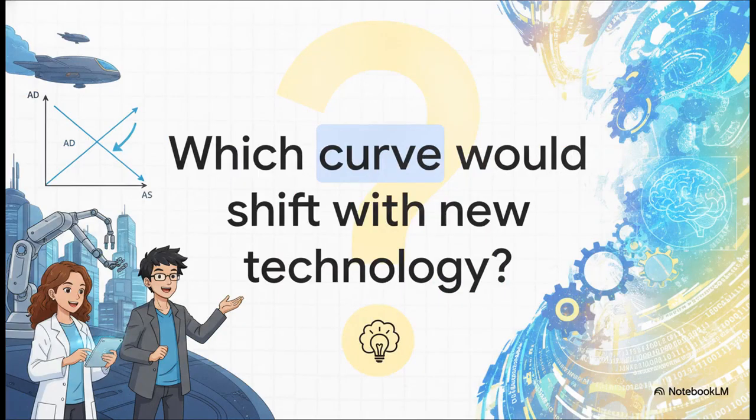So, what you should really take away from all this is that your country's economic destiny is dictated by this precise, constant dance between total demand and total capacity. Let me leave you with a question to chew on. If a massive new artificial intelligence technology completely revolutionized production tomorrow, making every single worker twice as fast, which curve would shift in your economy? And where would that new equilibrium land?